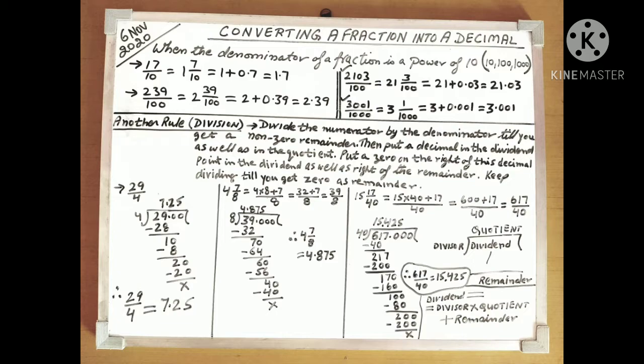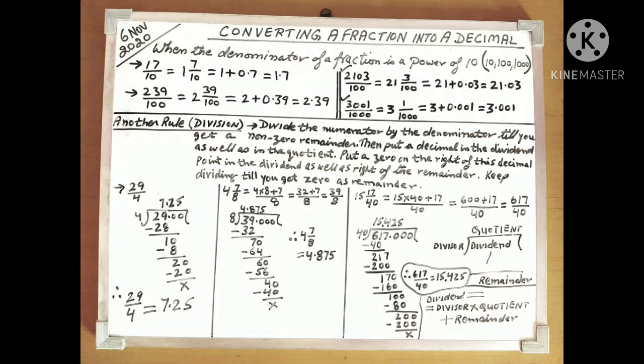So we get the quotient as 7.25. So 29 by 4 is equal to 7.25. I hope you got it. You can revise it again, right? See the next question, 4 and 7 by 8.